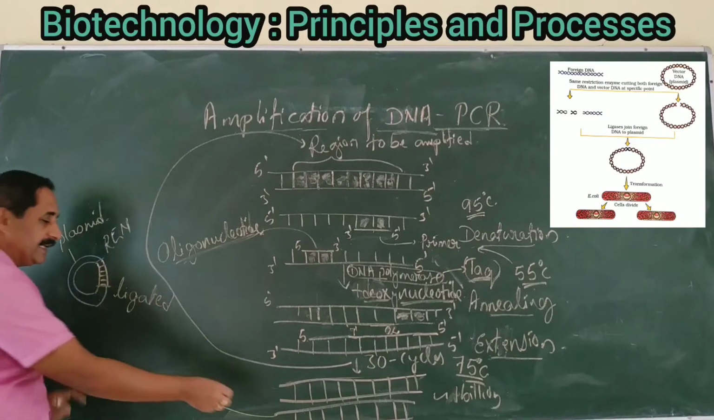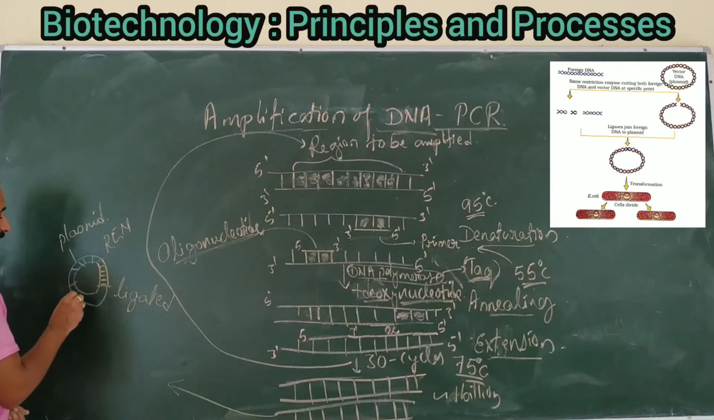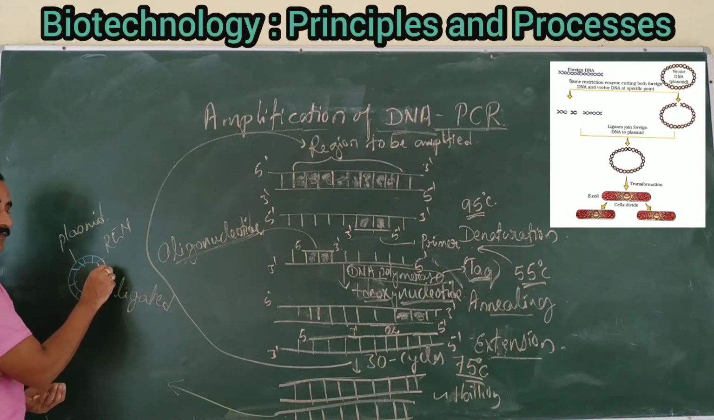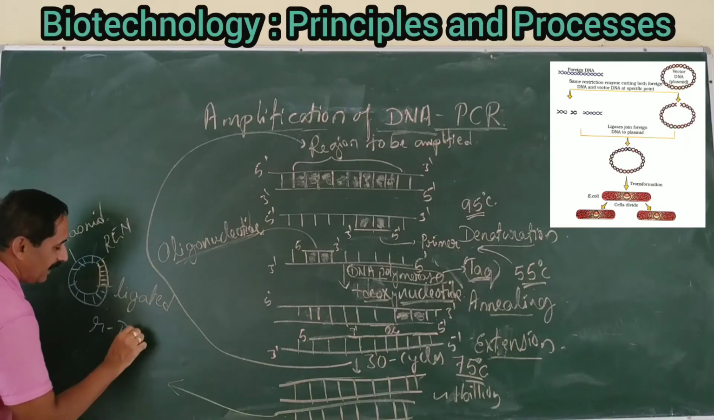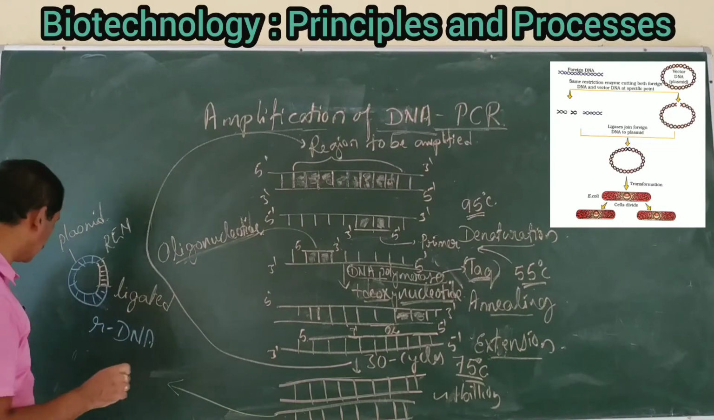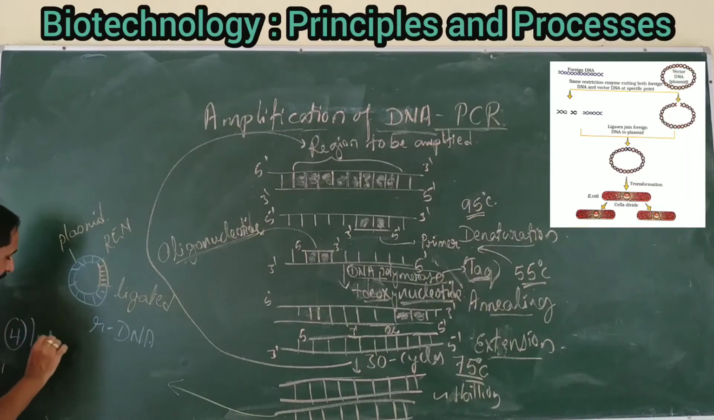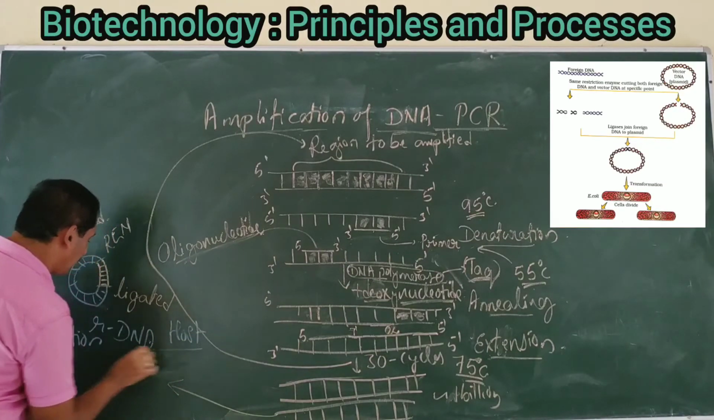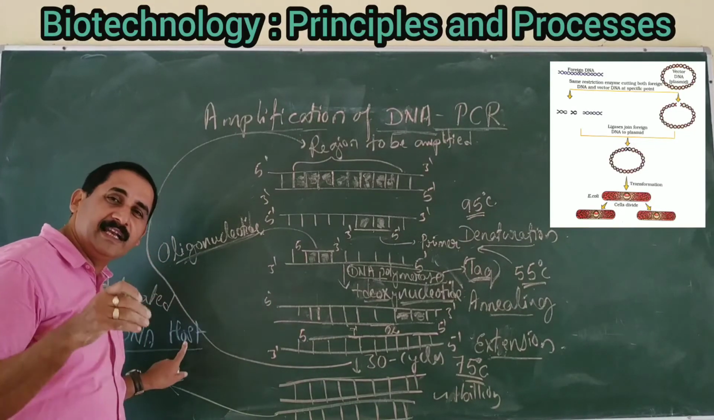Such recombined DNA, which contains the DNA of the plasmid vector and the gene of interest or target gene, is called rDNA. So this rDNA so produced is introduced into a host. So that is the fourth step, introduction or insertion of rDNA into host. We discussed this in the last video.